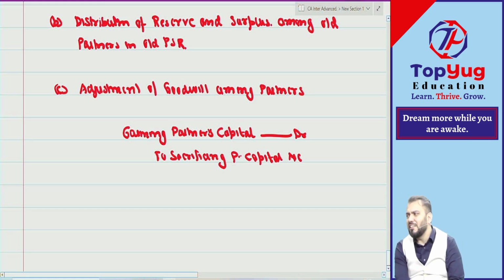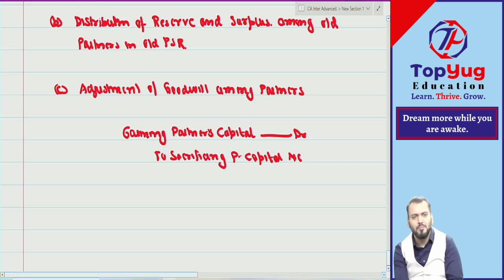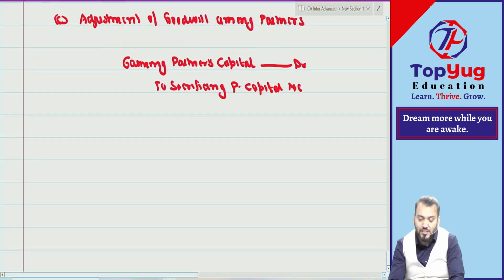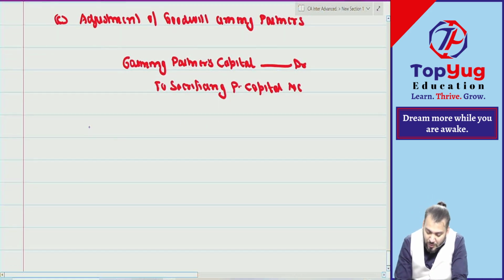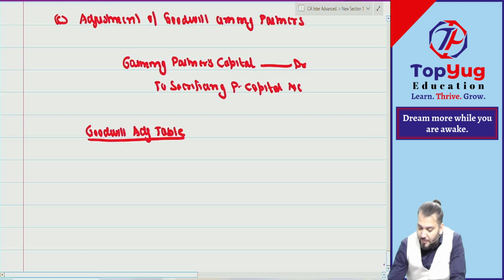I hope you remember that in case of admission, retirement, death, there will be some partner who will gain. There is some partner who will sacrifice. You remember you used to calculate gaining ratio, sacrificing ratio. You have calculated. So we can calculate if they have asked in exam. That is not a problem. But gaining partners capital to sacrificing partner. So for this, what we'll do? We'll prepare one goodwill adjustment table.